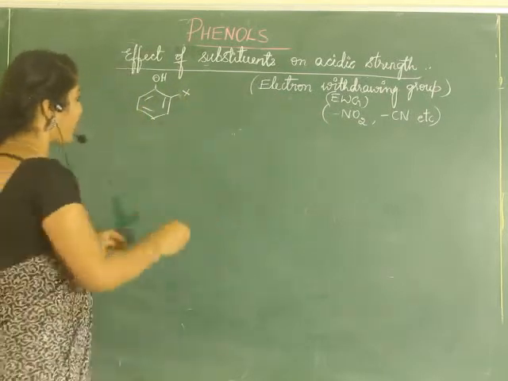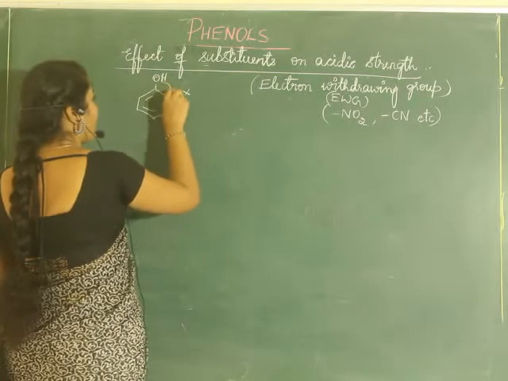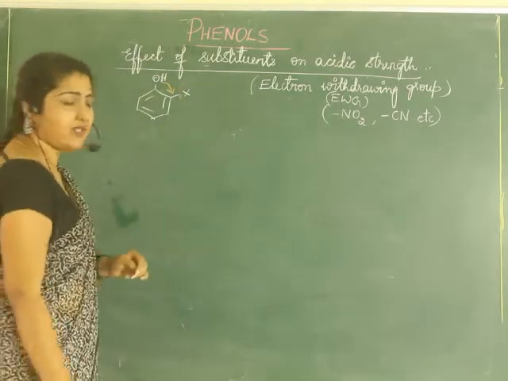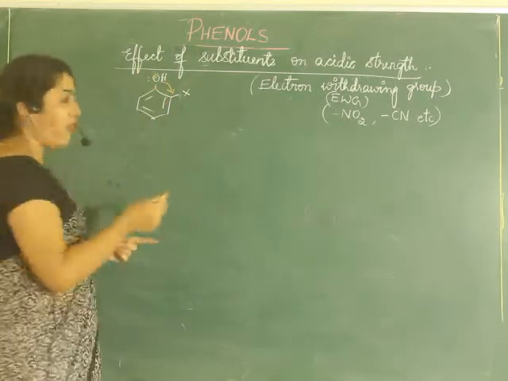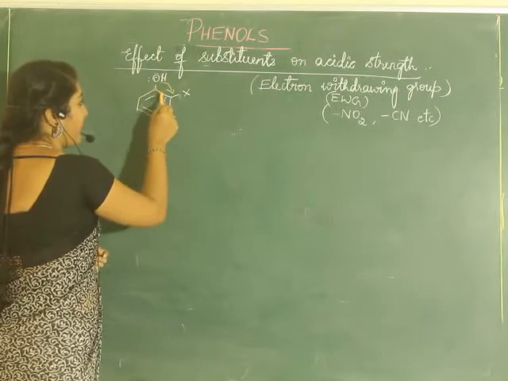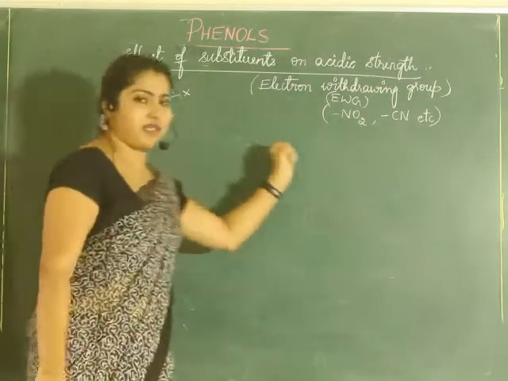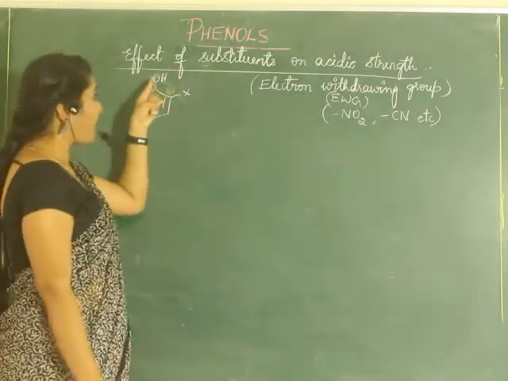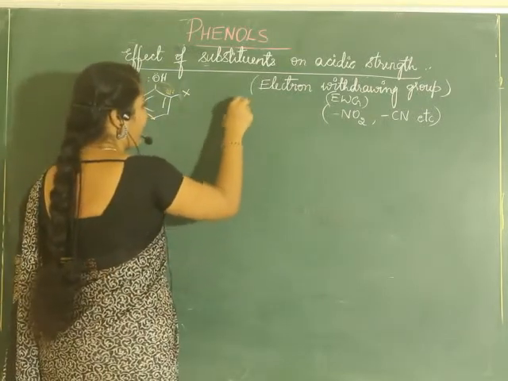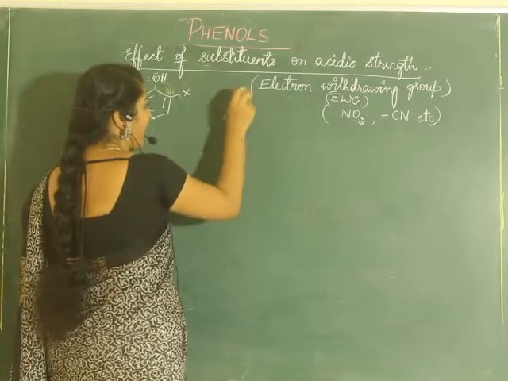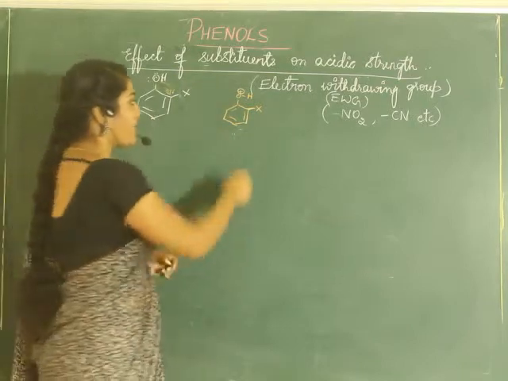It is an electron withdrawing group. That means it pulls the electron towards itself from oxygen. So it forces this oxygen. See, you have a lone pair of electrons, so you have to give the electrons to me. That means it will try to pull the electron towards itself. If it pulls the electron, what happens to oxygen? Oxygen becomes positively charged.